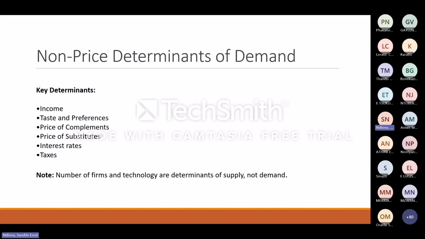And then another determinant of demand is interest rates. So interest rates are really the price of money.